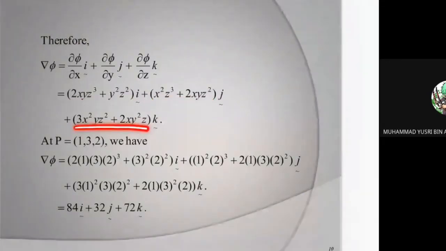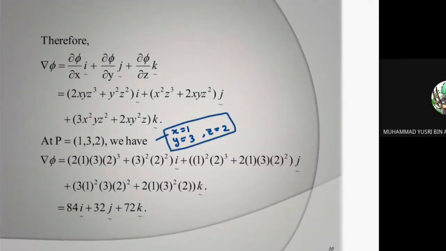After you combine these three together, substitute the value of point P, (1, 3, 2). So in this case, your x is equal to 1, y is equal to 3, and z is equal to 2. Just substitute these values into your gradient phi just now. So you get this value for component x, component y, and component z. Simplify it, then you will get this answer: 84i plus 32j plus 72k.